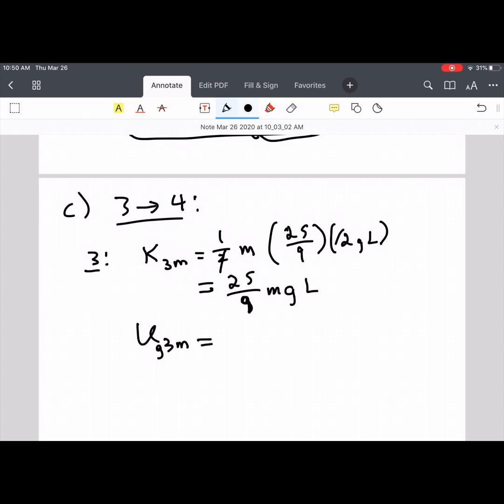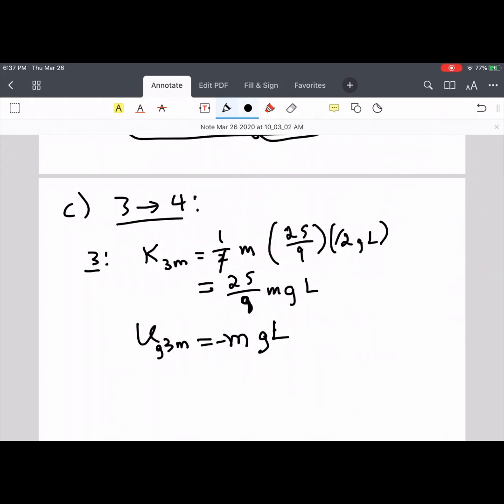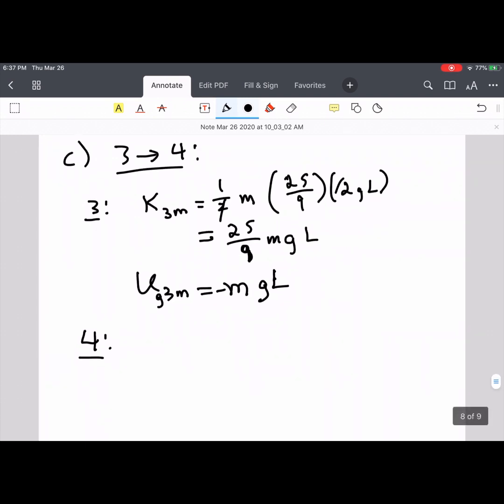So that's just mgy. And notice that my y coordinate is just negative L. So that's negative mgL. And at the end of the day, the pendulum bob reaches its highest possible point.